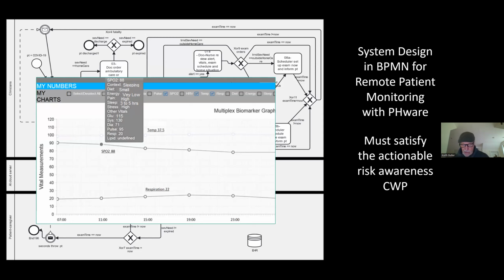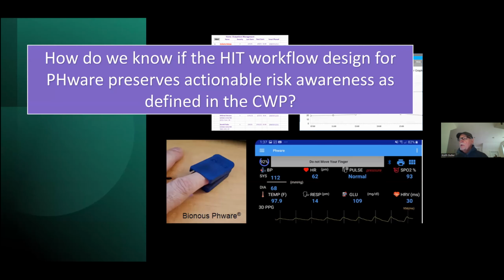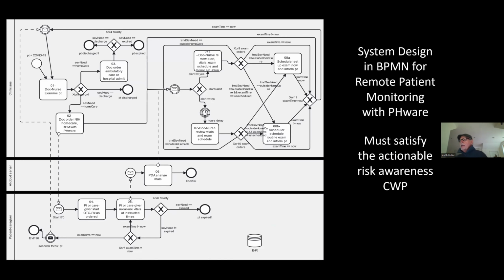Now, whenever an exam time is now, one more click, then it goes back here for an exam. Oops, too far. Okay, now you can see the complexity of the decision space that the provider's authority has.